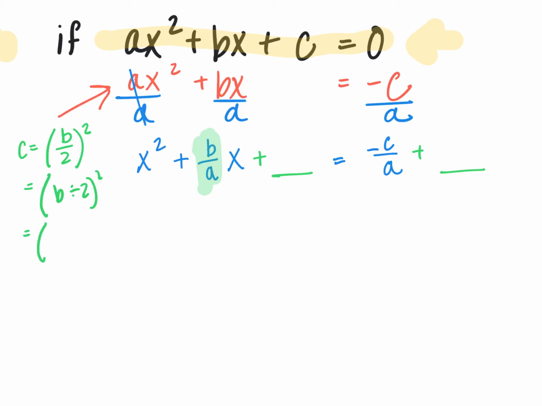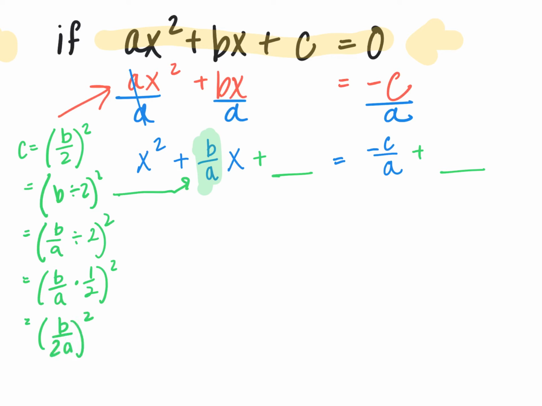And again, this time our b value is actually b over a if we look at the value in front of x here. So simplifying this a bit further, what we have inside our square is b over a times, when I divide by 2, it's the same as multiplying by 1/2. So what we're going to add to both sides actually is b over 2a squared to complete our square.